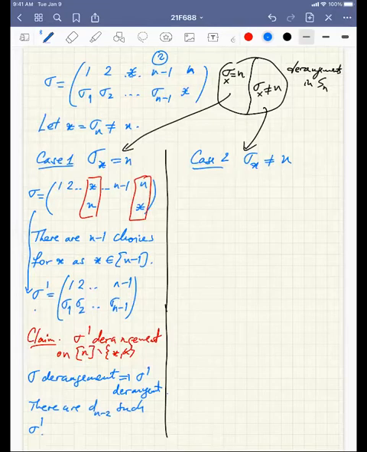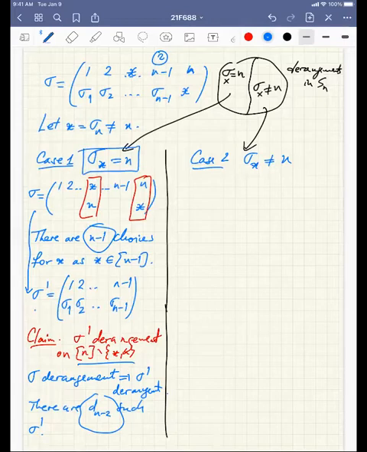Okay, so what's the count in this case? We have n minus 1 choices for x, and any such choice can be paired up with any derangement that you get on the set n minus x minus n to give us a derangement on n letters that has the property that sigma x equals n. So in this first situation, we get a count of n minus 1 times dn minus 2 such derangements.